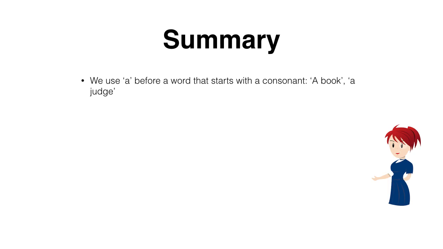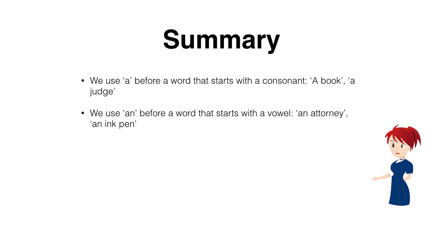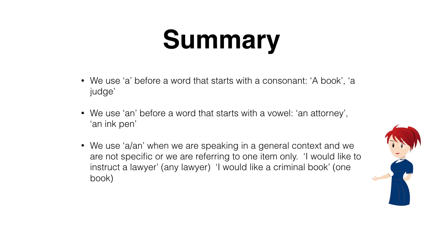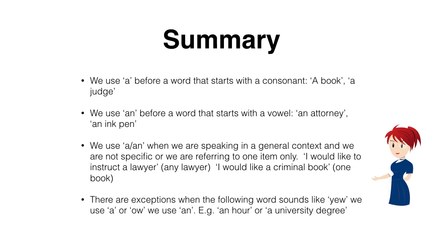We use a before a word that starts with a consonant, a book, a judge. We use an before a word that starts with a vowel, an attorney, an ink pen. We use a or an when we're speaking in a general context and we're not specific, or we're referring to one item only. I would like to instruct a lawyer. I would like a criminal law book, which is one book. There are, however, exceptions. When the following word sounds like you, we use a, or when it sounds like ow, we use an. For example, an hour or a university degree.